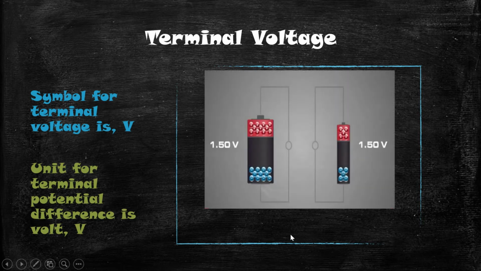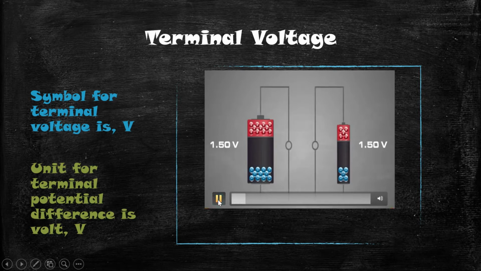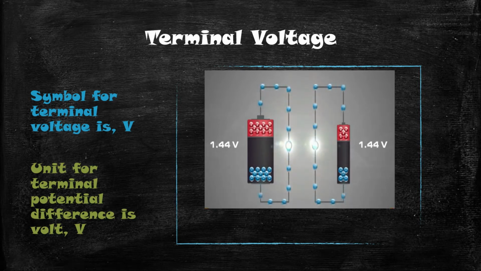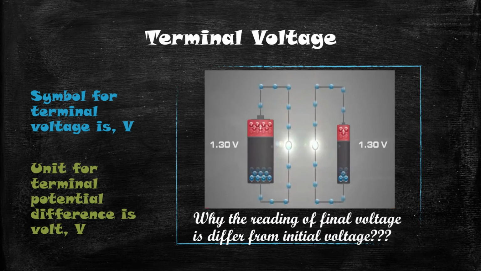Look at the video. Please compare the initial voltage and the final voltage after the current flows. The electrical potential difference forces current to flow when a circuit is attached to the source of EMF. Why is the final voltage different from the initial voltage? To know this answer, please watch the video until the end.